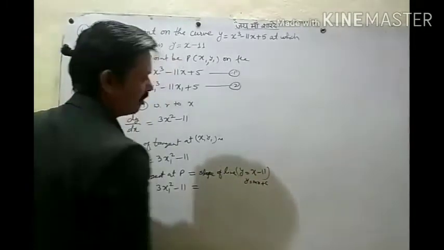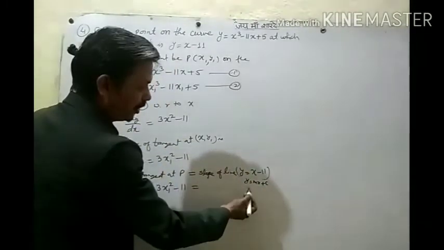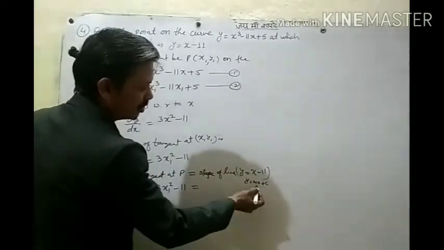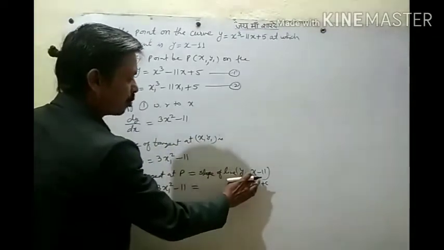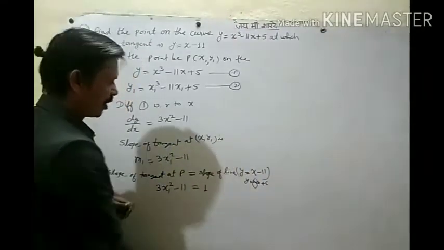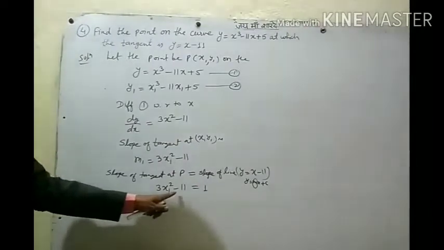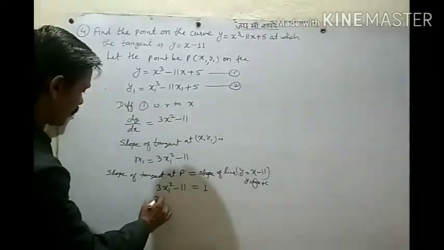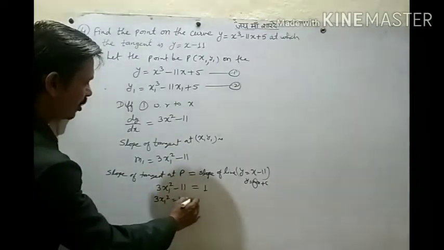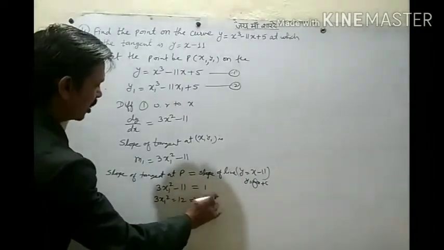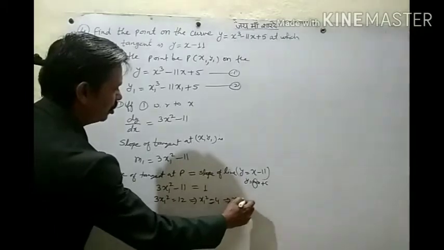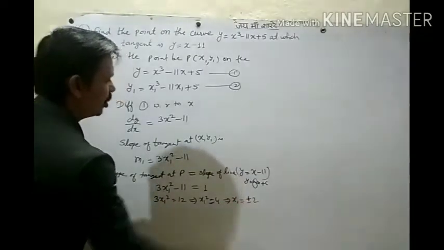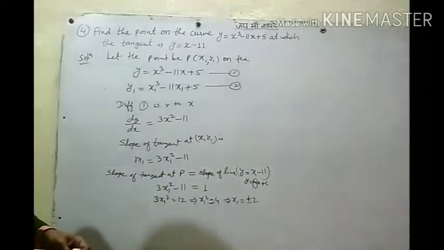And in class 11 you have seen how to find the slope of a line, right? In the form y equal to mx plus c, the coefficient of x is our slope. So here the x coefficient is 1, so its slope is 1. So 3x1 square minus 11 equal to 1. Then it gives 3x1 square equal to 12, means x1 square equal to 4, which gives x1 equal to plus minus 2. So values of x1 are 2 and minus 2.